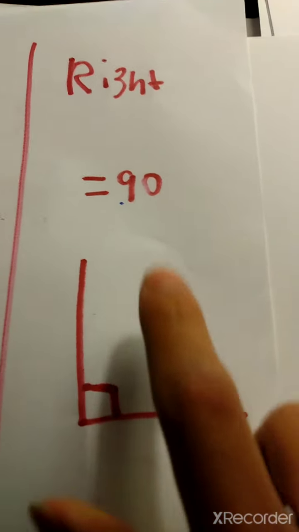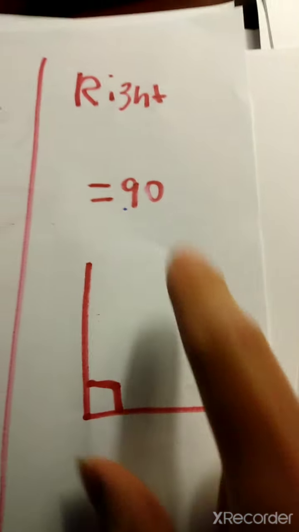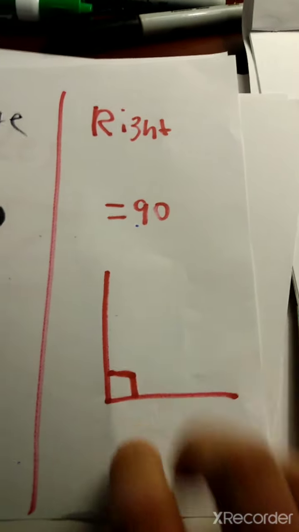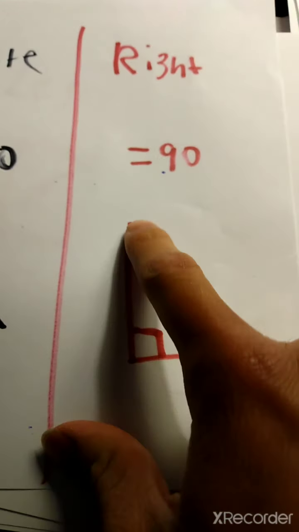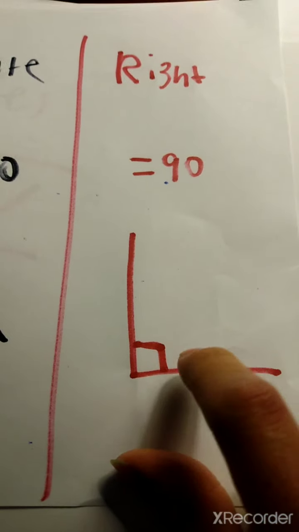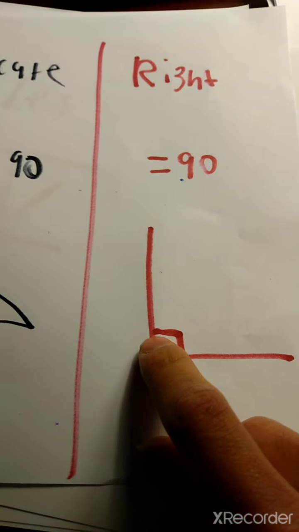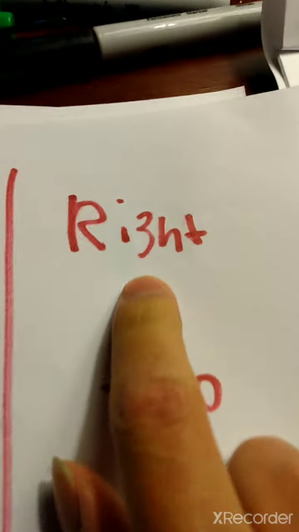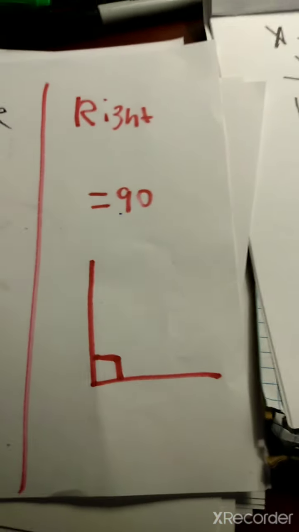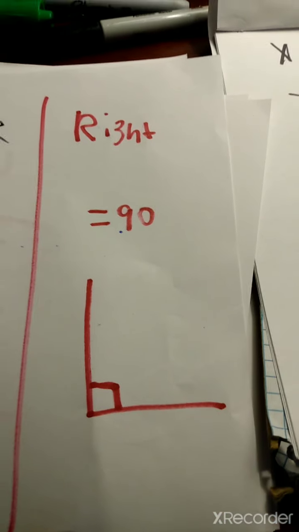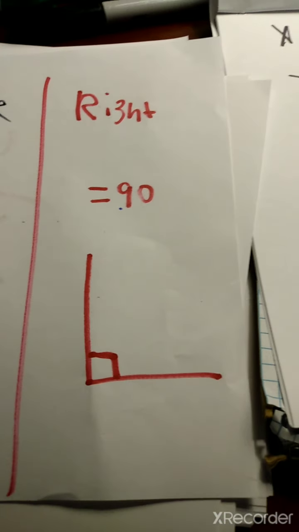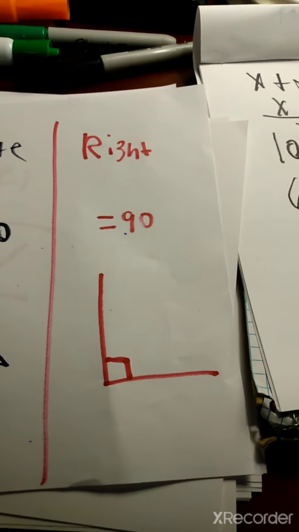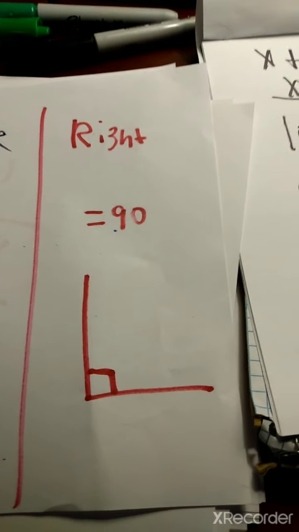A right angle is 90 degrees. So if you have a protractor and measure this, from here to here is 90 degrees. The square represents a 90-degree angle, which is called a right angle. So remember, a right angle is 90 degrees. Or we should say a 90-degree hard turn right, for example. Like this.